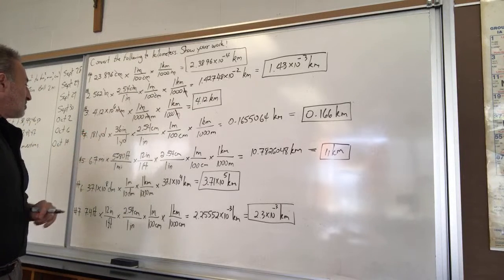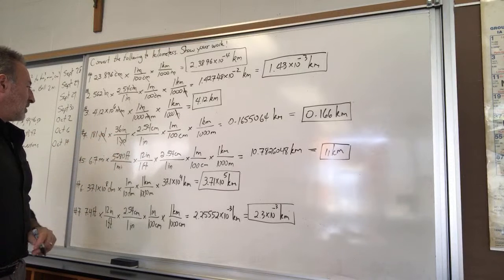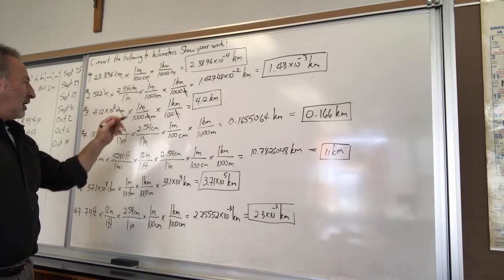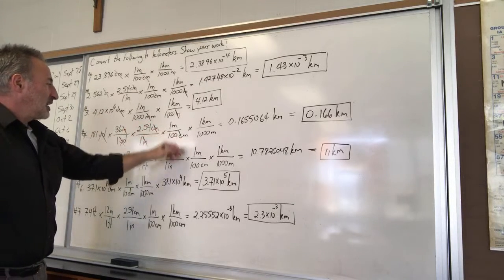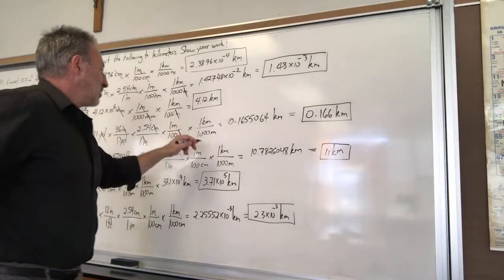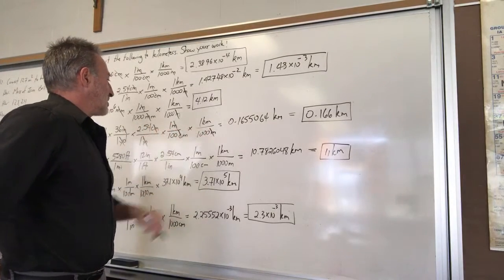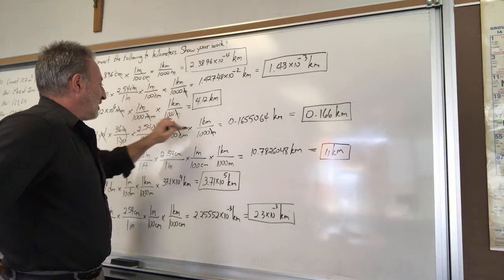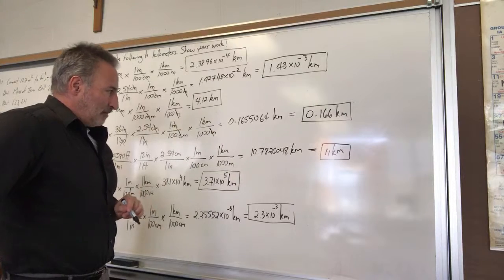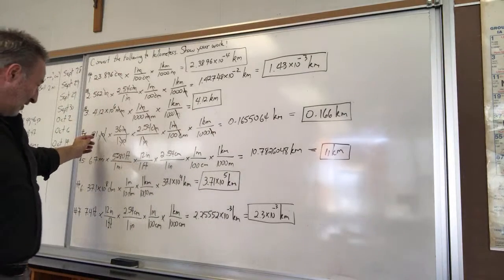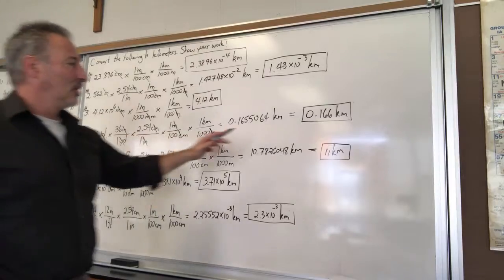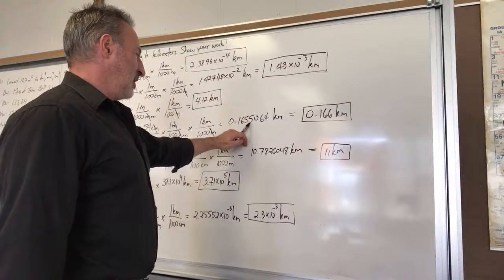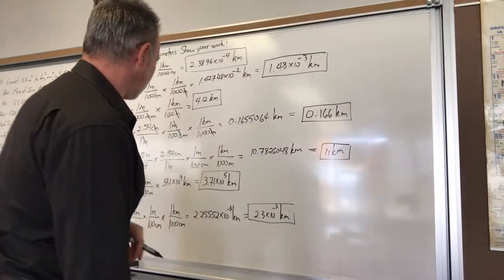181 yards. There's 36 inches per yard. That allows you to cancel yards. 2.54 centimeters in an inch allows you to cancel inches. 1 meter per 100 centimeters allows you to cancel centimeters. And 1 kilometer per 1,000 meters allows you to cancel meters. 181 times 36 times 2.54 divided by 100 divided by 1,000 gives you that number. And then because we only had 3 significant figures in the initial number, we're only going to use 3 significant figures in the final answer. So it's 0.166. That 5 rounds up to a 6.